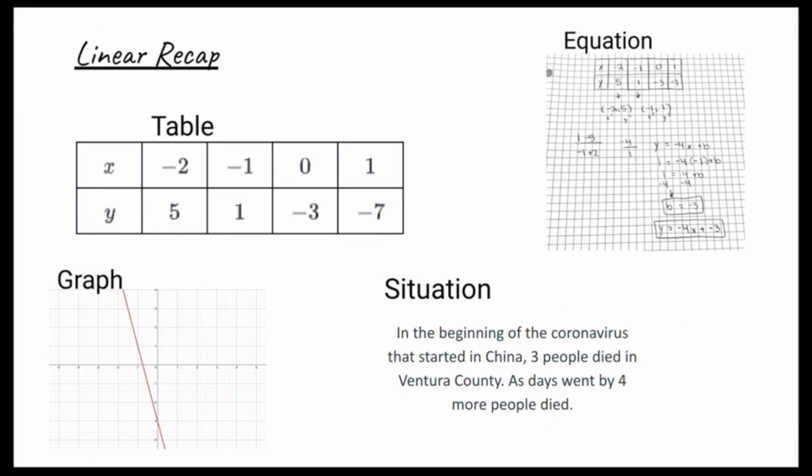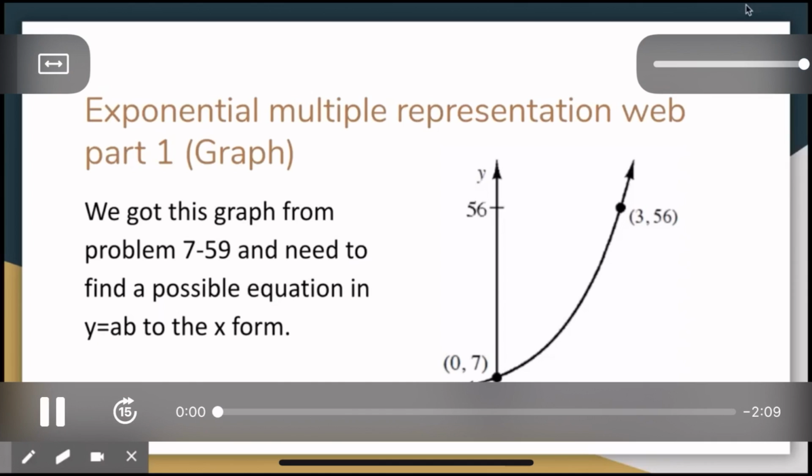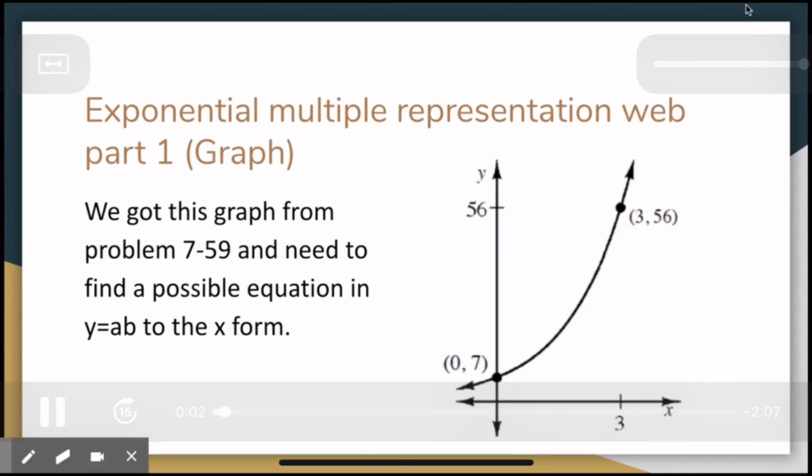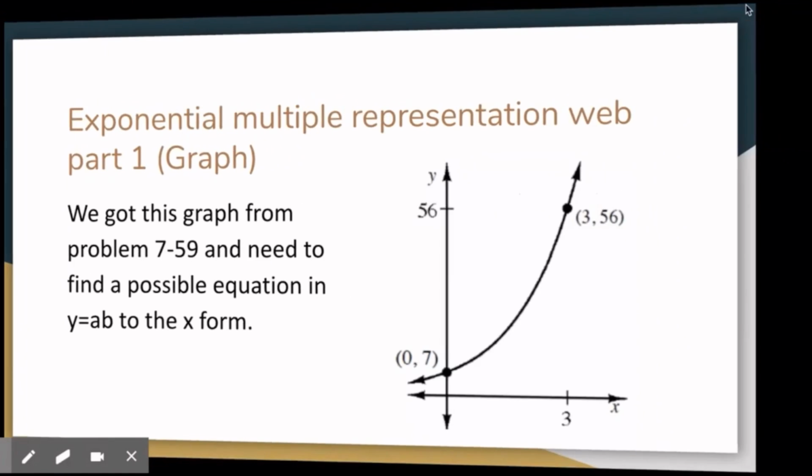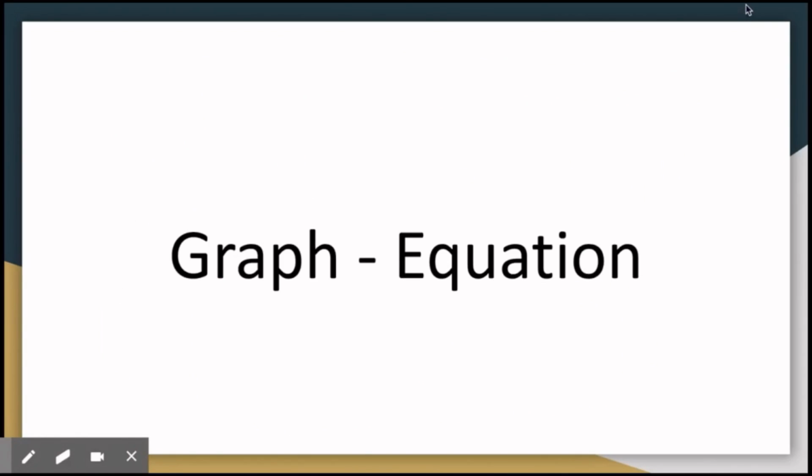Linear recap. Table. Graph. Equation. Situation. Exponential multiple representation web part 1. We got this graph from problem 759, and we need to find a possible equation in y equals ab to the x form. So we went from the graph to the equation.